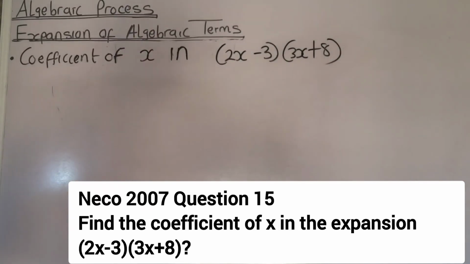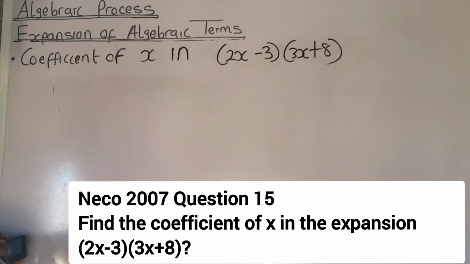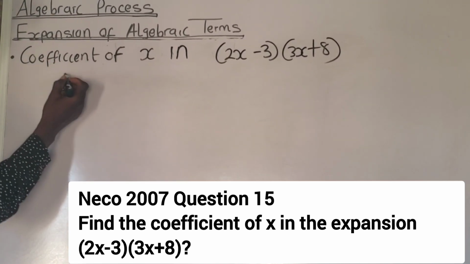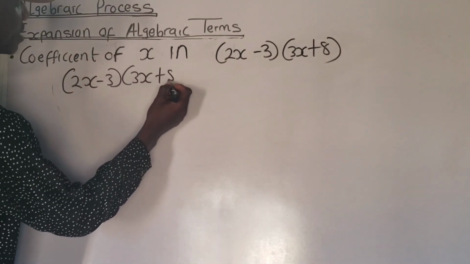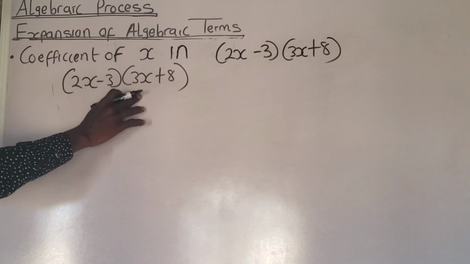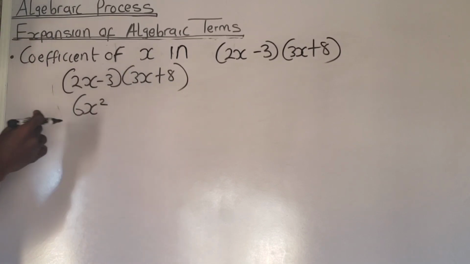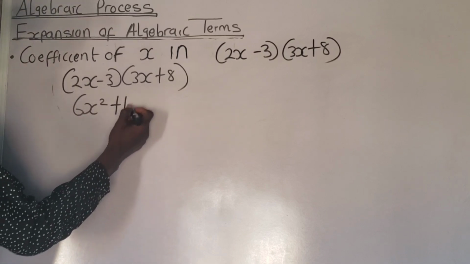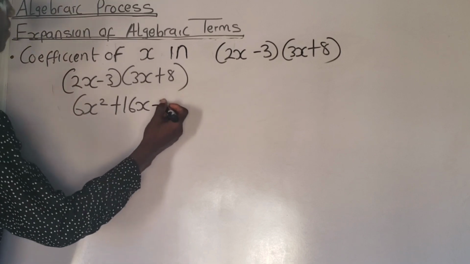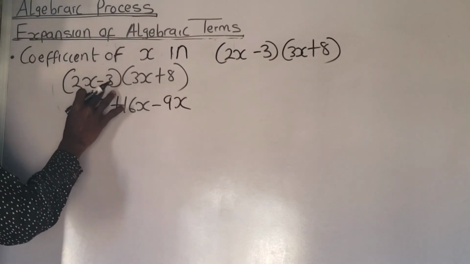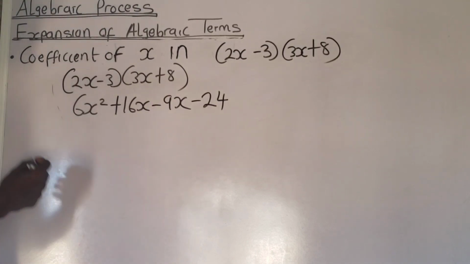Okay, the next question. We are asked to find the coefficient of x in 2x minus 3 multiplied by 3x plus 8. So let us expand the bracket. 2x minus 3 multiplied by 3x plus 8. 2x multiplied by 3x, that will give us 6x squared. 2x multiplied by positive 8, that will give us positive 16x. Negative 3 multiplied by 3x, that will give us negative 9x. Negative 3 multiplied by positive 8, that will give us negative 24.